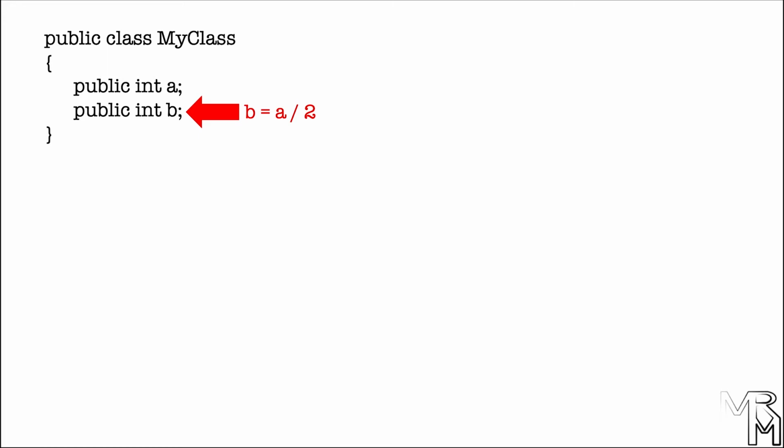Now, how do we make sure that every time we modify the value of a, the value of b gets updated accordingly? We can add a method that would do that, and the method would look something like this.